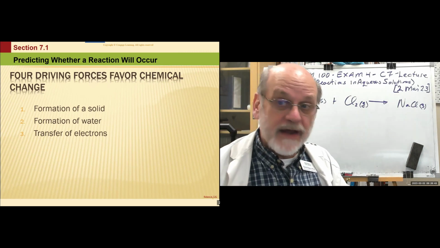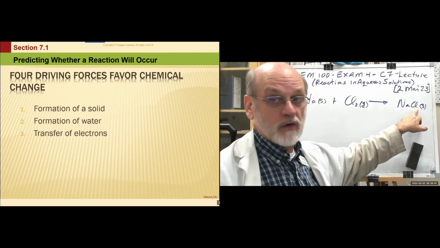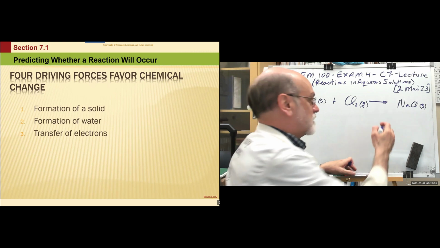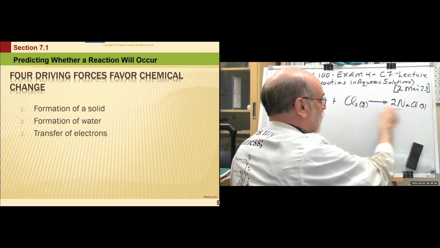One thing you'll notice is that equation is not balanced, right? You've got two chlorines here and only one chlorine there. So first thing we need to do is balance the equation. So we need two chlorines. Now we need two sodiums. Okay, so now it's balanced.